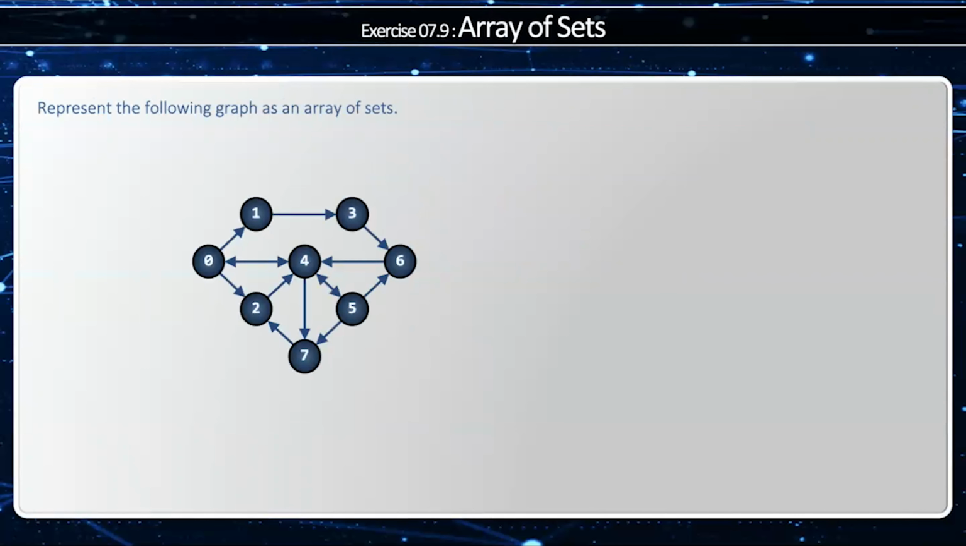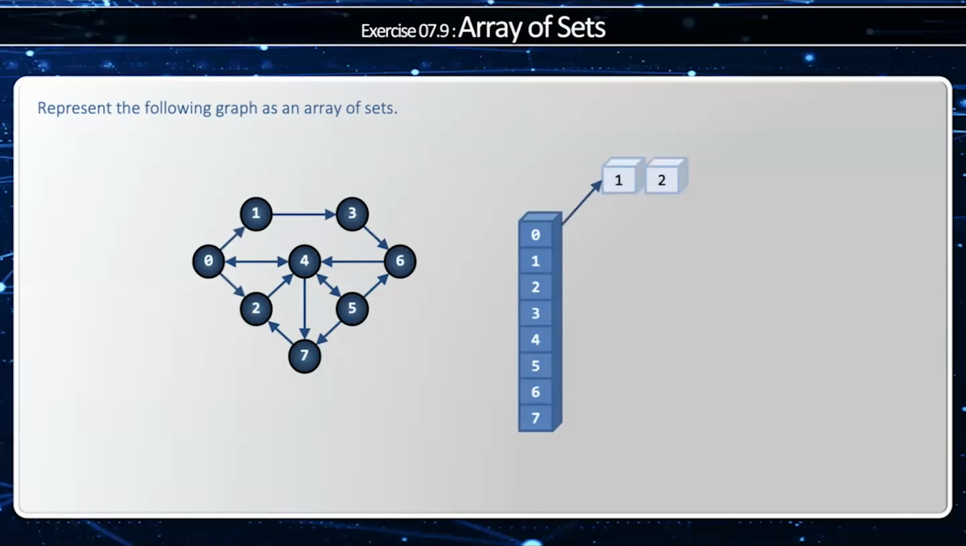Here's another exercise. Again, pause the video and see if you can draw the array of sets corresponding to this graph. Okay, so I have 8 vertices. So initially they're empty. And I want to first find all the edges corresponding to node 0. And I'm going to go for 0 to 1, 0 to 2, and then 0 to 4.